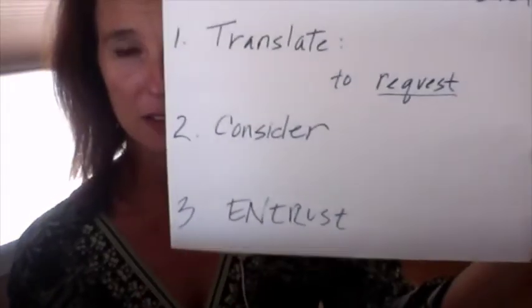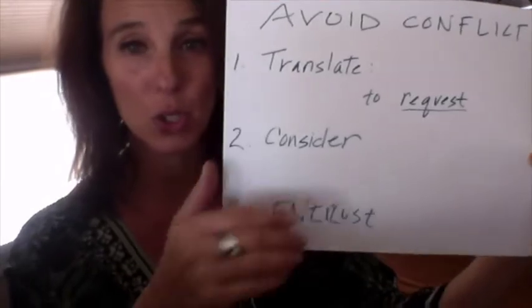Avoiding conflict. Number one is to translate. So what is to translate? Somebody approaches you with a problem. Somebody approaches you with a demand. The neighbor says, "Your front lawn is a disgrace." Okay, so I could take this as an insult. I could defend myself. But here's tip number one, translate.